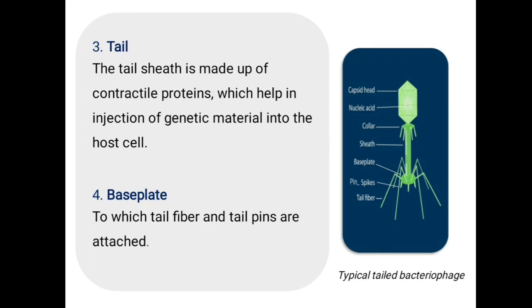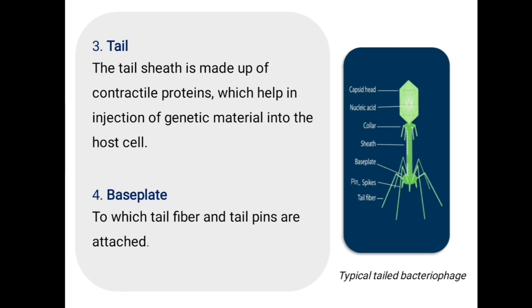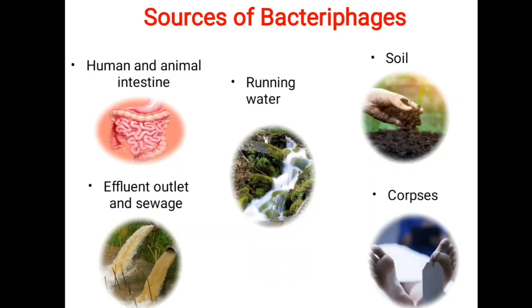Number three, tail. The tail sheath is made up of contractile proteins, which help in the injection of genetic material into the host cell. Number four, base plate, to which tail fibers and tail pins are attached. Sources of bacteriophage: human and animal intestine, running water, soil, effluent outlet and sewage, and corpses.